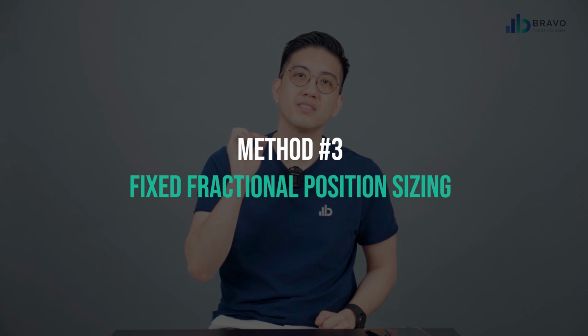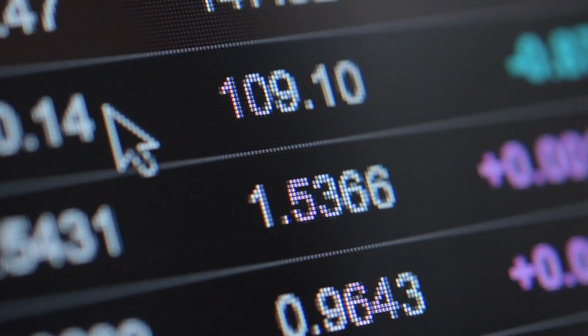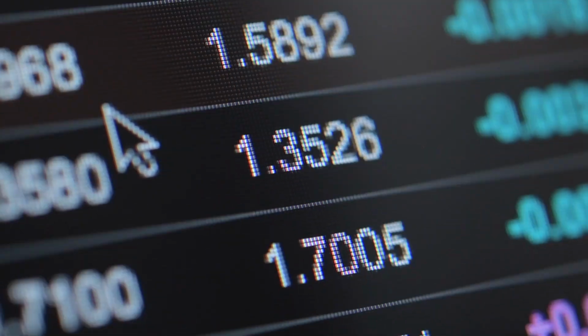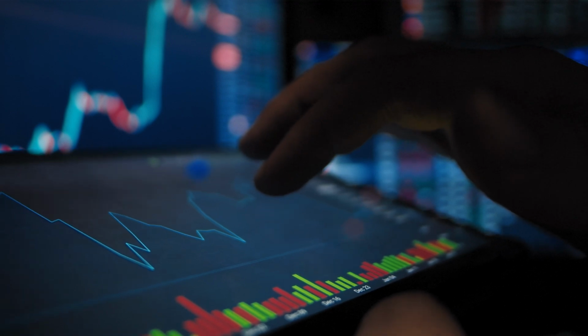Next method is fixed fractional position sizing. This is the method to determine the size of a trader's position based on a fixed percentage of their trading account balance. With fixed fractional position sizing, traders risk a percentage of their account balance on each trade, which means that the position size will increase or decrease depending on the account balance.